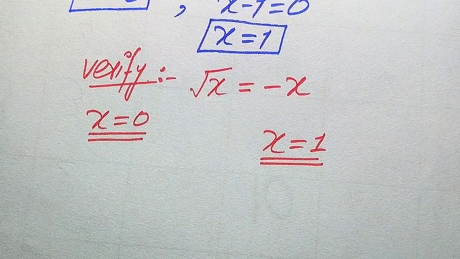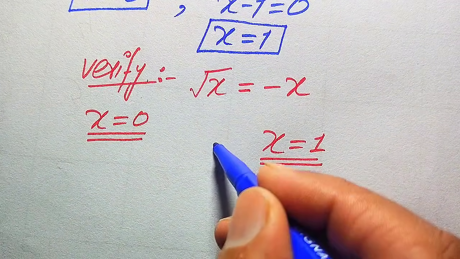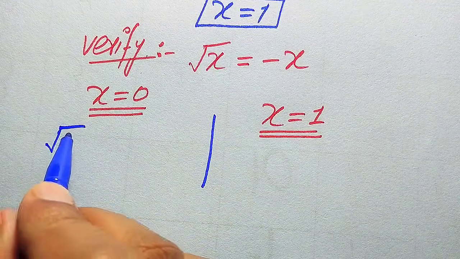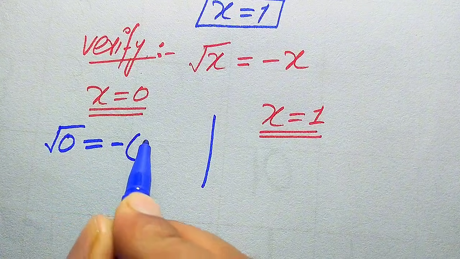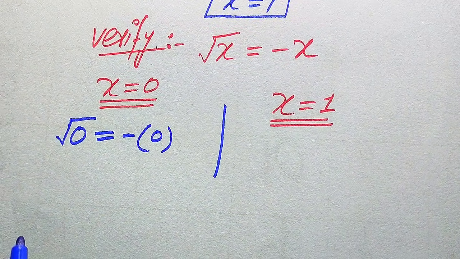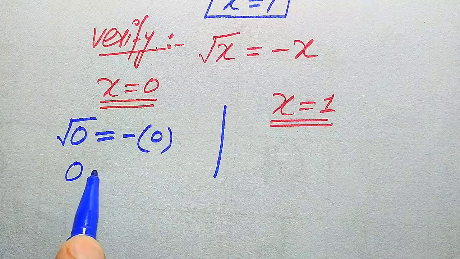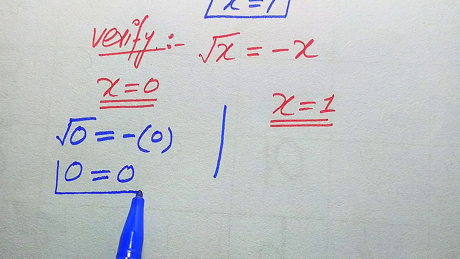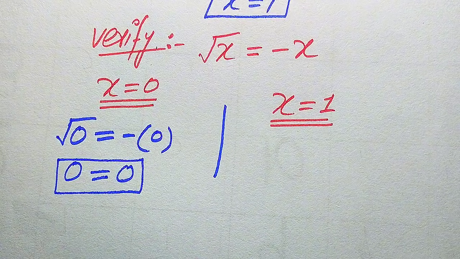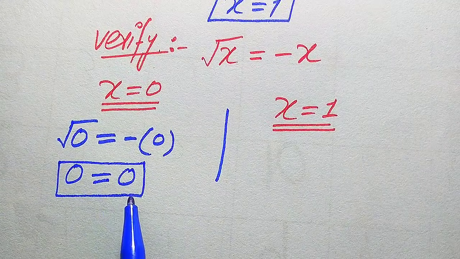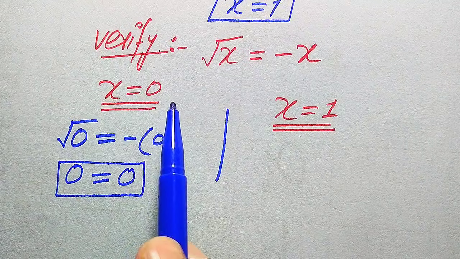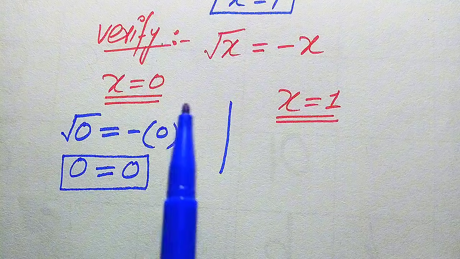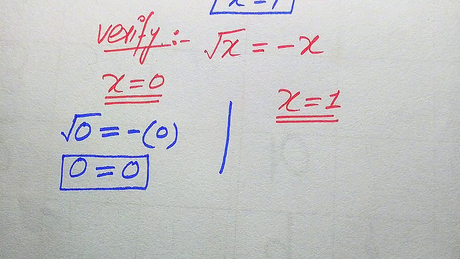So when we substitute these two values, for x equals 0 it becomes square root of 0 equals minus times 0. We know that square root of 0 is 0, and minus times 0 is also 0, because 0 is the neutral number. You see both of these two sides are equal. If both sides are equal, it means that the value x equals 0 satisfies our given question statement. So x equals 0 is the first solution of the given equation.